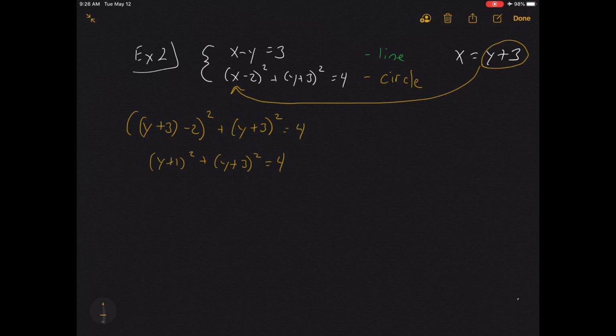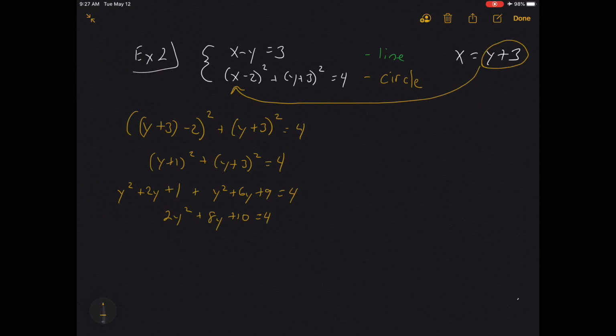So if we FOIL the first one, remember that that is y plus 1 times y plus 1. When you FOIL it, you would get y squared plus 2y plus 1. And in the second one, you would get y squared plus 6y plus 9. And then that equals 4. So now we have to combine all of our like terms, and then solve another quadratic equation. So I've got a y squared and a y squared. That's going to give us 2y squared. I've got 2y and 6y, which will be 8y. And then I've got 1 plus 9, which is 10.